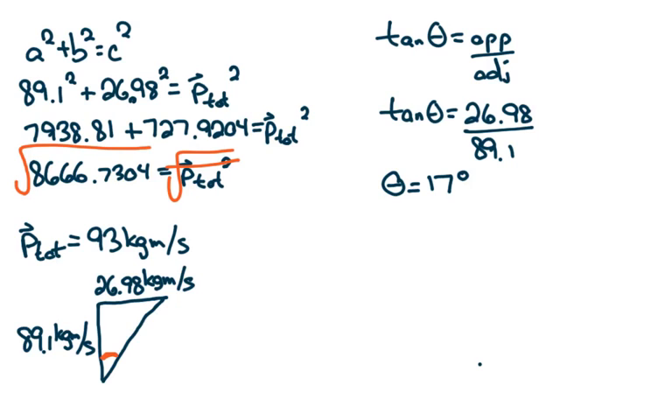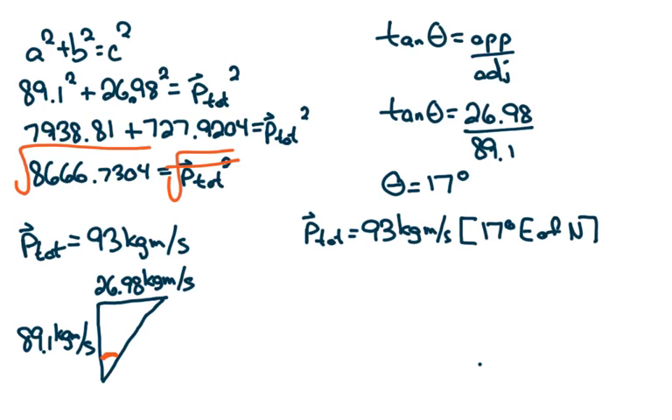Now to put this all together, we have our 93 kilogram meters per second in a direction, and again there's 2 ways you can put the direction. We could say that this is 17 degrees east of north, or if you prefer, we could say this is 93 kilogram meters per second east, 17 degrees north.